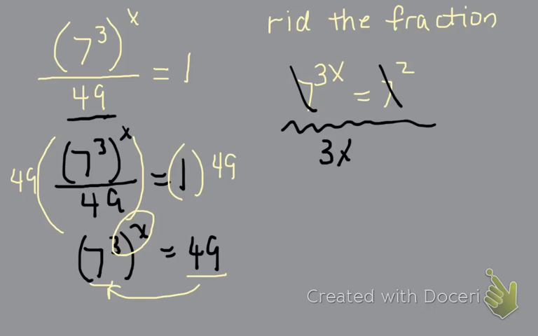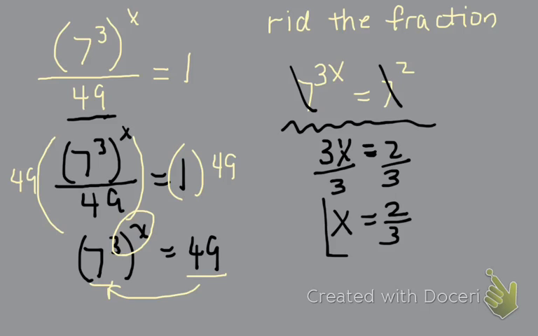And we have 3x is equal to 2. It's not a very good equal sign. I'm going to divide both sides by 3. And so x is going to be equal to 2/3. Okay, guys. Again, this is how you get rid of x when x is in the exponent.